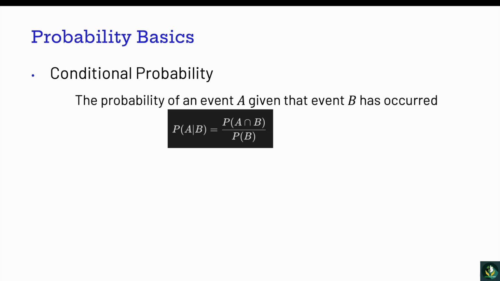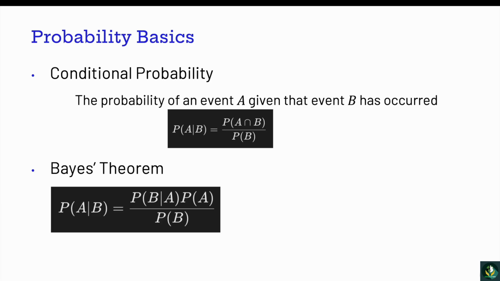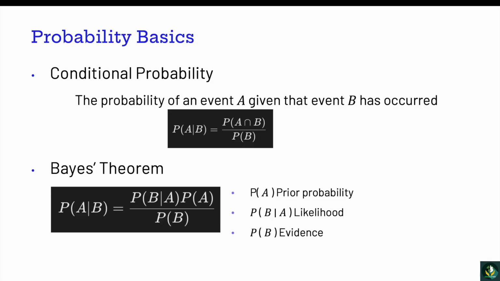An example can be the probability of drawing a red card given that a face card is drawn from a deck of cards. Next, we have Bayes' theorem. This relates conditional probabilities, where P(A|B), the probability of an event A given that event B has occurred, is equal to P(B|A) times P(A) divided by P(B), where P(A) is the prior probability, P(B|A) is the likelihood, and P(B) is the evidence.